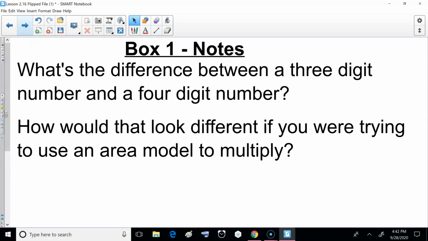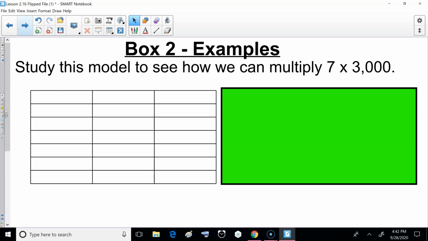So the first question we're going to ask ourselves is, what's the difference between a three-digit number and a four-digit number? The only difference is one more digit, which means there's probably one more place value that we can add. So how would that look different if you were trying to use an area model to multiply? Well, when we started with 2 by 1, we had 2 boxes. And if we had 3 by 1, we had 3 boxes. So you can probably guess what's going to happen here. If we have 4 digits, we're going to have, you got it, 4 boxes. But we'll get there after this example.